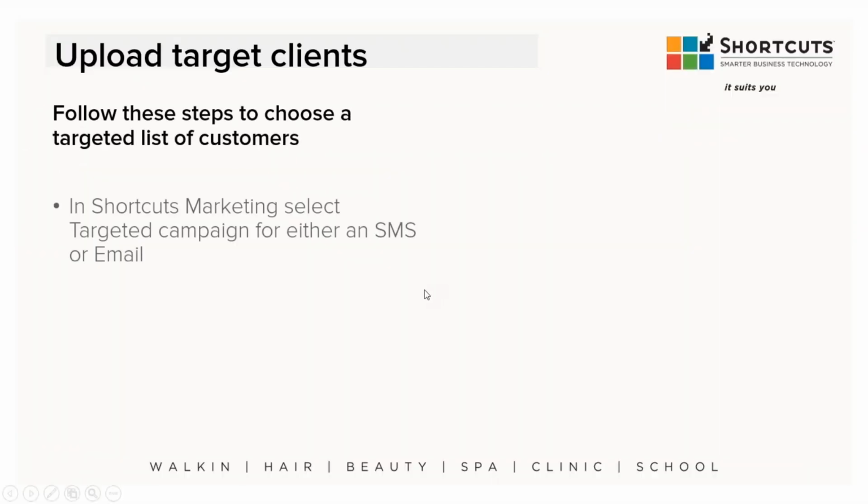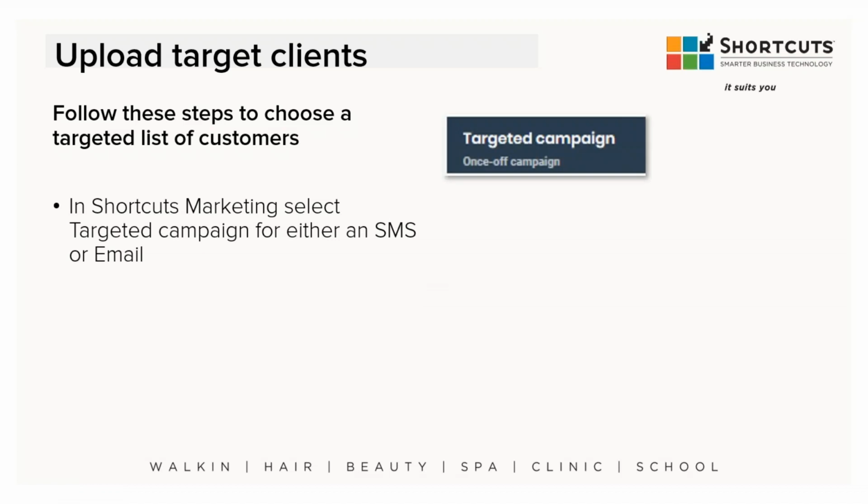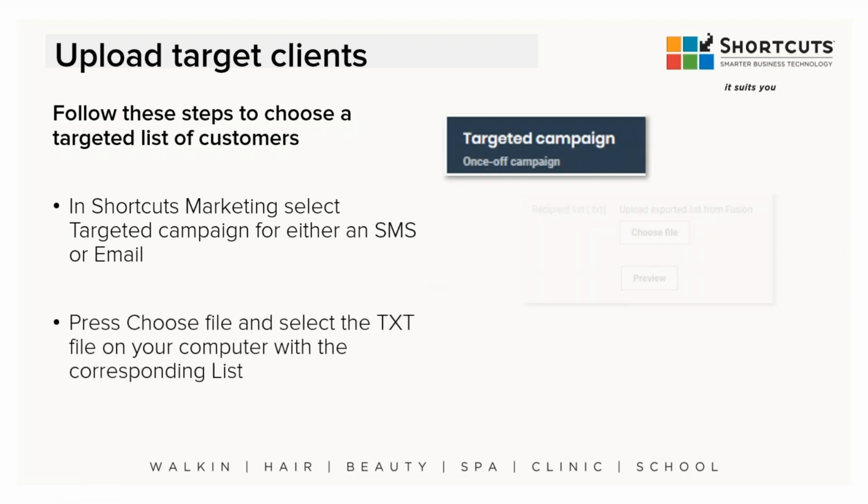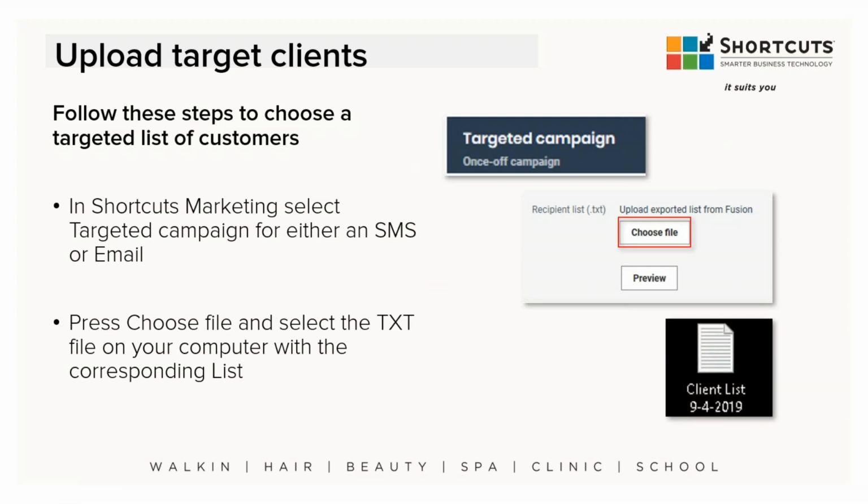So that is actually how you upload a targeted client list. And that is also how you use the marketing screen. So again, use marketing to select your filters, your types of clients, save it, and then in Shortcuts Marketing, choose the file and select wherever you saved it.